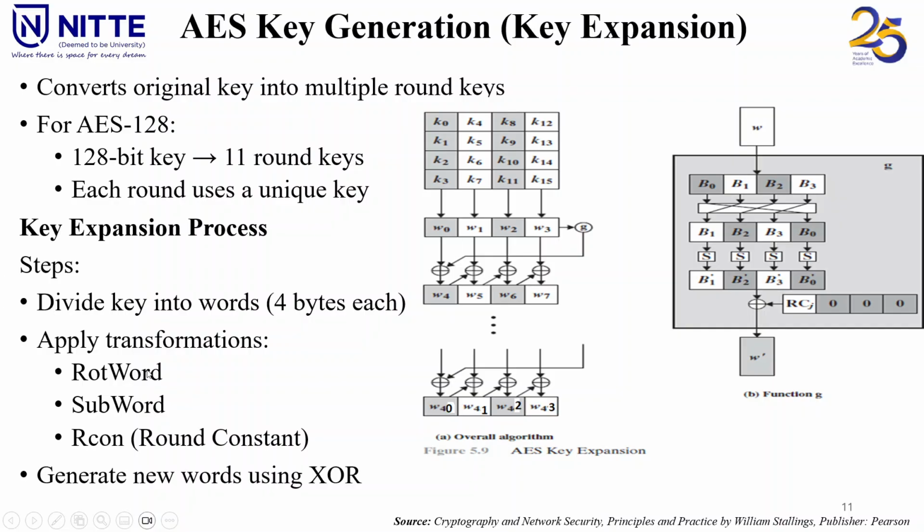So what are the various transformations we have seen? First, the rotation of the word, the substitution of the word, and the round constant, and then we make use of the XOR function to generate the new word. That whole process is called the G function.